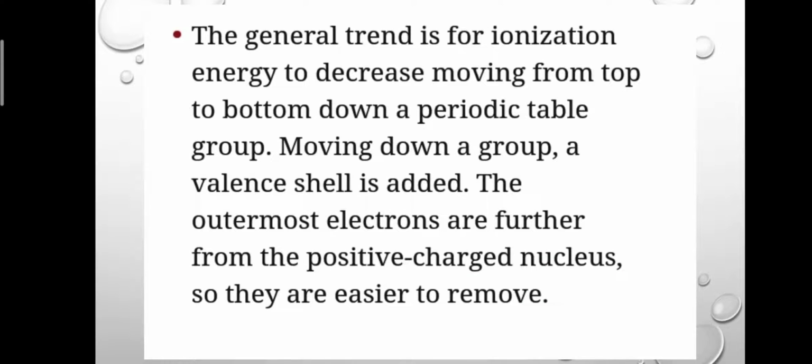The general trend is for ionization energy to decrease moving from top to bottom down the periodic table group. Moving down a group, a valence shell is added. The outermost electrons are further from the positively charged nucleus, so they are easier to remove.